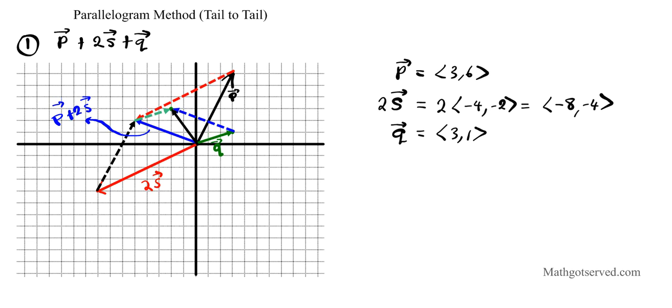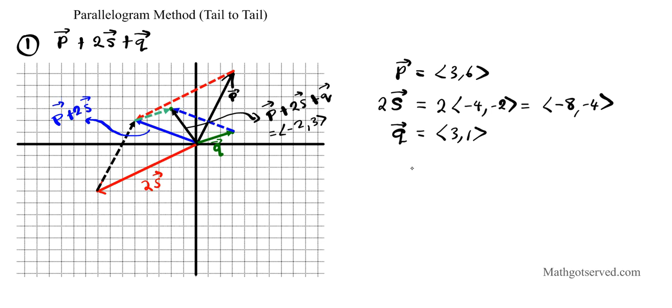This vector right here is vector p plus 2s plus q. Okay, p plus 2s plus q. So now, what are the coordinates of this vector, this resultant answer? We're going to go to the left, 1, 2, which is negative 2. And I'm going to go up 1, 2, 3. Negative 2, comma 3 is your final answer. Now this is the answer geometrically using the parallelogram method.